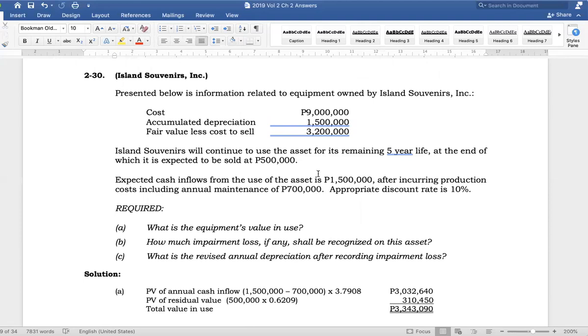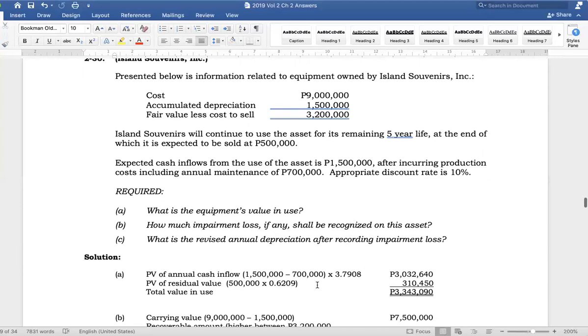So your cash inflow from the use of the asset is 1,500,000, but this is reduced annually by 700,000. So your net cash inflow is in effect only 800,000 times the present value of ordinary annuity for 5 years at 10%. So that is 3.7908. So the present value of annual cash inflow is 3,032,640.